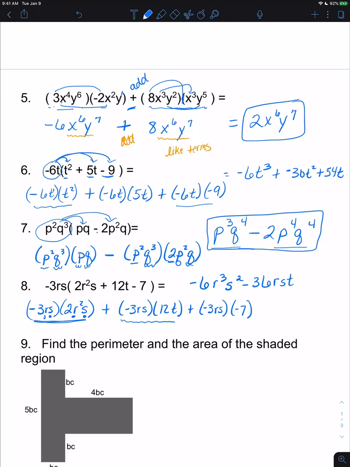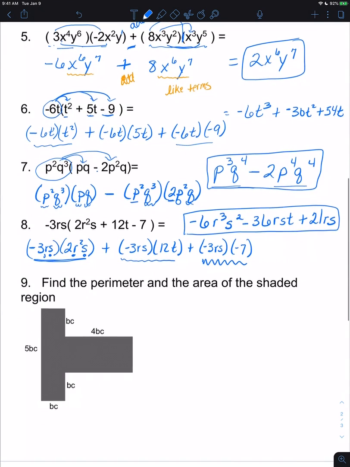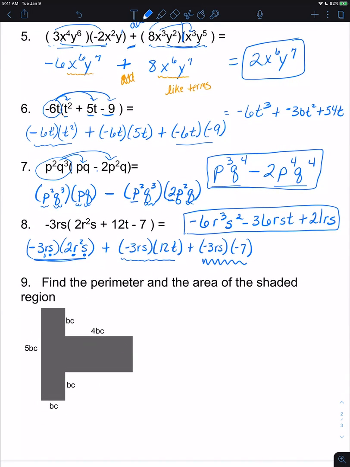So last term here, negative 3 times negative 7 is a positive 21, and we just have the r and the s. So they all have to go in there. It gets sort of long and tedious, but just remember, take one step at a time, take one variable at a time, do your numbers first, then each variable, and you'll be able to get all of that.